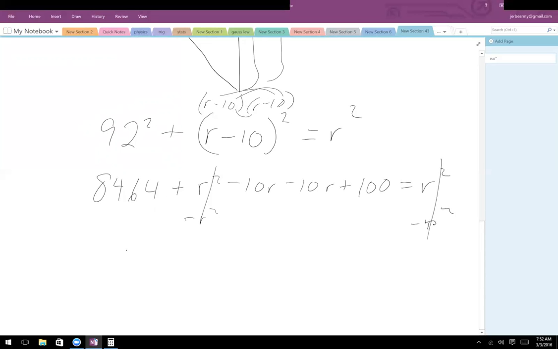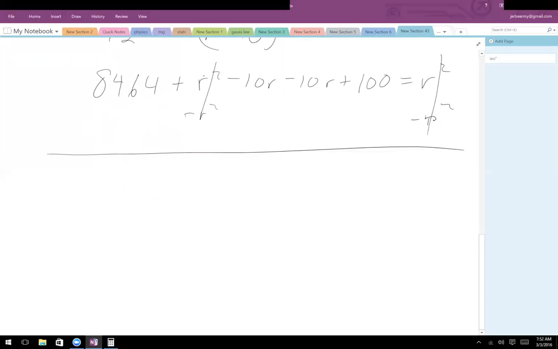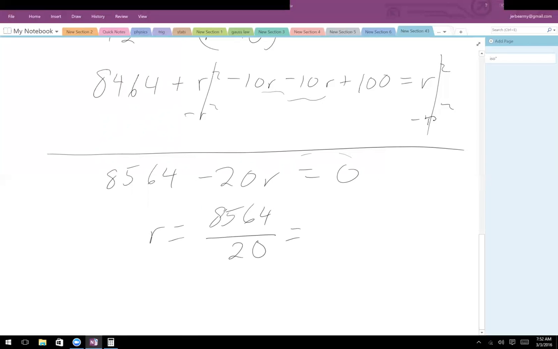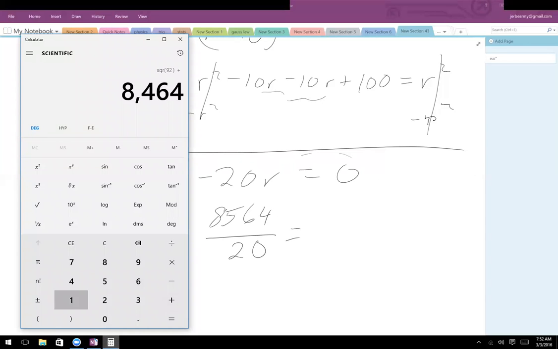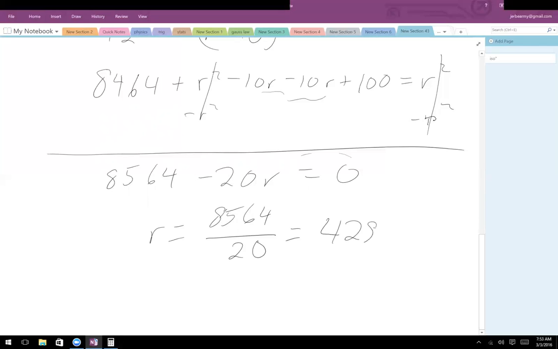So that's nice. So what I've got left, 8464 plus 100 is 8564, minus 20r equals 0. So move that guy over, divide by 20. r would be 8564 divided by 20, which is 428.2 inches. That should be the radius of the thing.